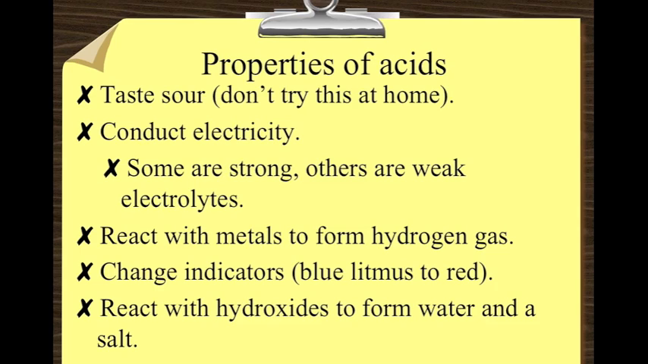And remember that the strength of acids depends on how much they ionize. A very strong acid will ionize completely. A very weak acid will only ionize partially. Now, they react with metals to form hydrogen gas, and they change indicators, meaning blue litmus paper, to red. Acids are red. And remember, they react with hydroxides, meaning bases. So acids react with bases to form salt and water. It's called the neutralization reaction.